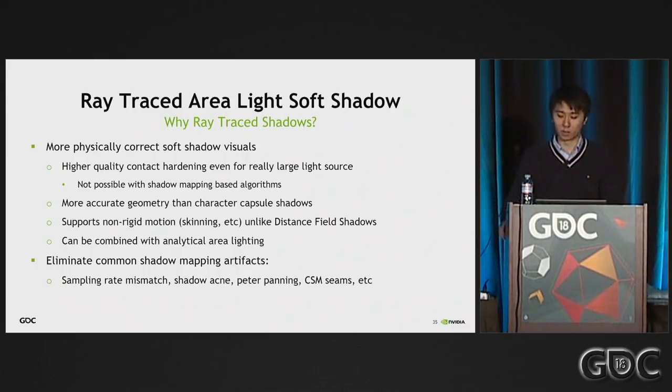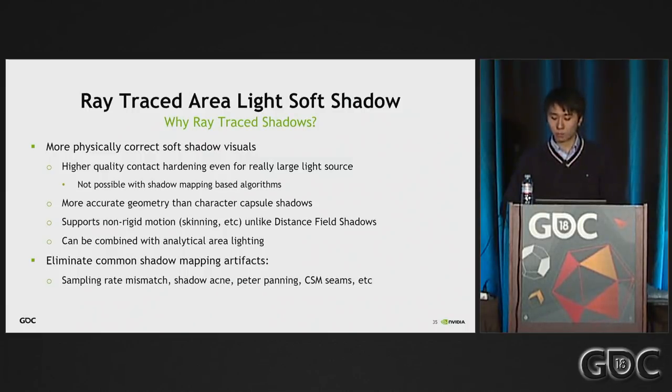And also, we support much more geometrically complicated occluders as well. And unlike distance field shadows, we support occluders with skin and rigid body motion. And finally, with analytical area light shading being so popular nowadays, ray-traced area light shadows can definitely be combined with those techniques to achieve really high-quality area light shading in games.